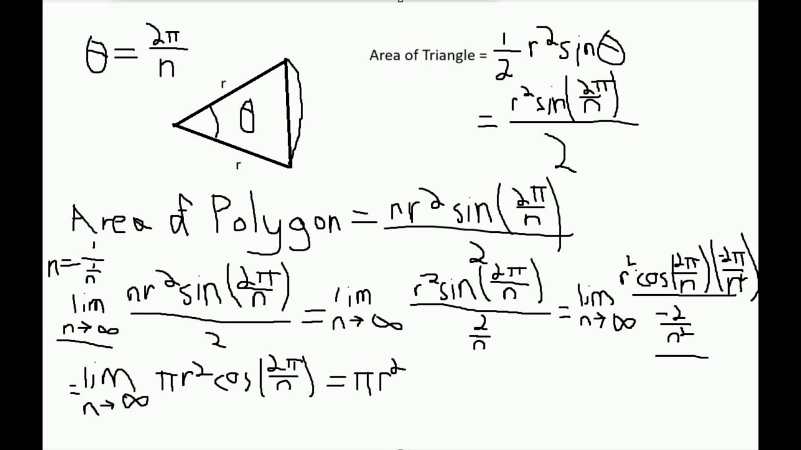So it's going to be cosine of 2 pi over n multiplied by the derivative of 2 pi over n with respect to n, getting negative 2 pi over n squared. The limit of this, if you just clear the algebra, you're going to get the limit of pi r squared cosine of 2 pi over n. As n goes to infinity, the angle goes to 0, so cosine of that is just going to go to 1, and so you get pi r squared.